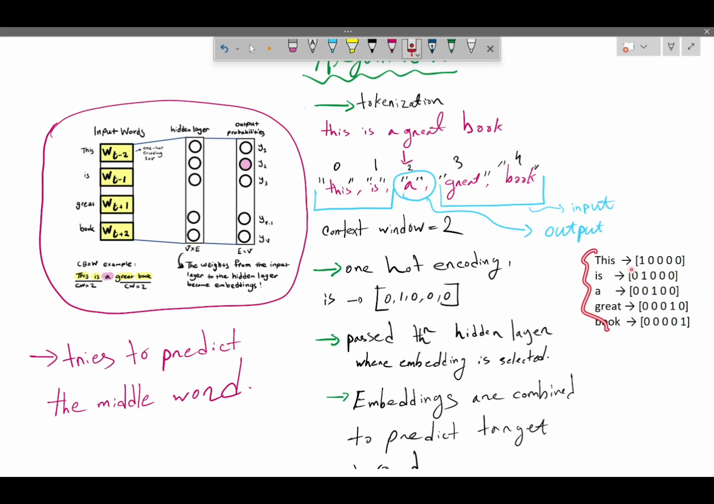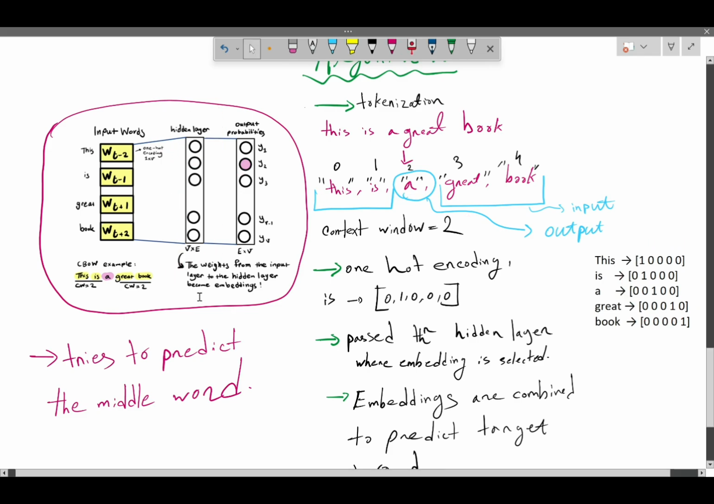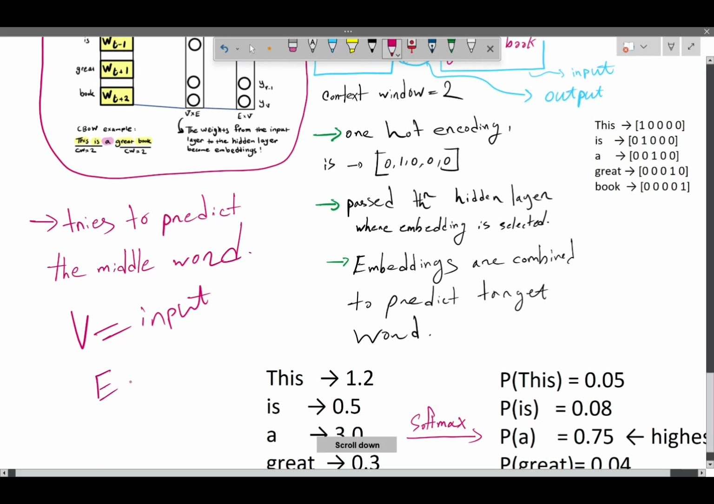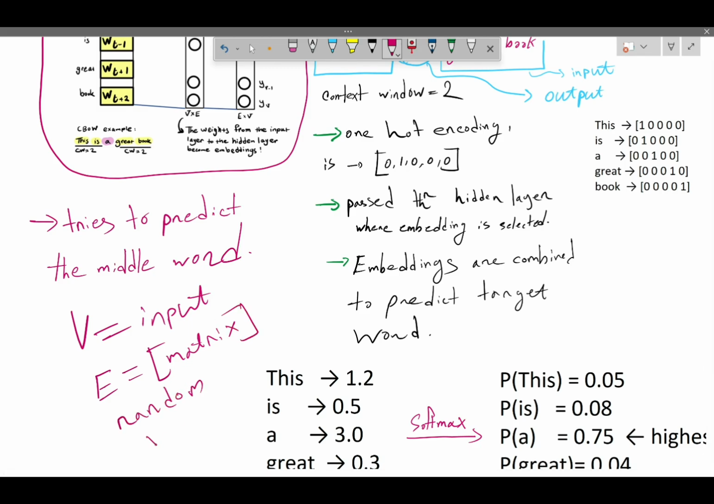So from this encoding, this is great book, these 4 tokens, with a as our output, are passed to the input. Now these tokens are vectors, right? So in the hidden layer a matrix multiplication happens. In the hidden layer there are two things. One is the vector that we just passed through our input, and the other is the embeddings. The embeddings are a matrix that initially contains random values.